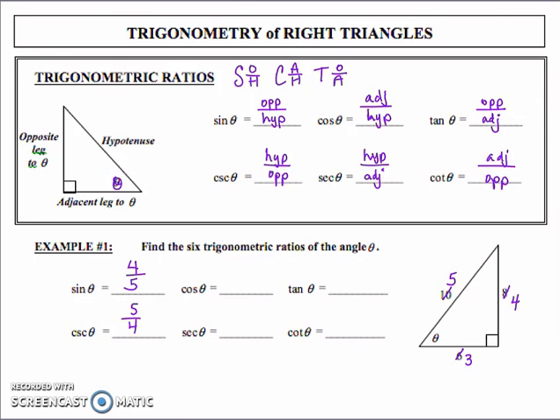Cosine is adjacent over hypotenuse, so in my triangle, that is going to be 3/5. Secant is the reciprocal of cosine, so that would be 5/3. Finally, tangent of theta is the side opposite over the side adjacent. So in this case, it's going to be 4/3. And cotangent would be the reciprocal of tangent, so that would be 3/4.